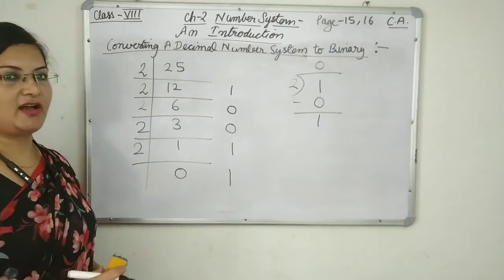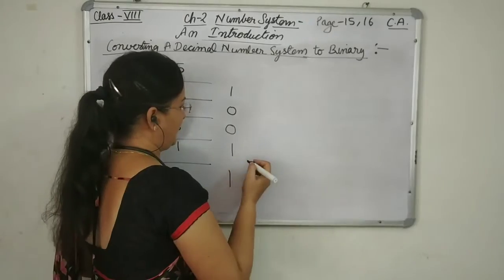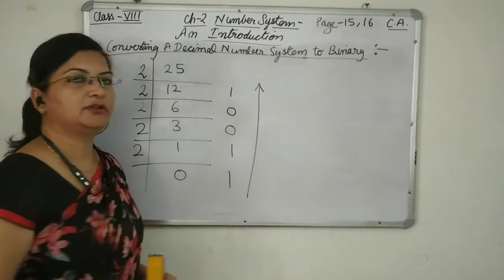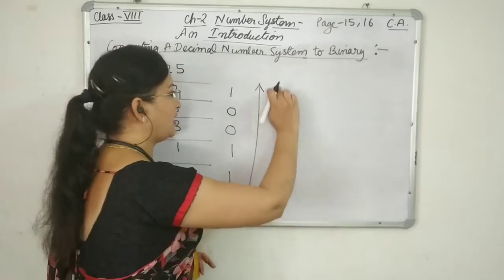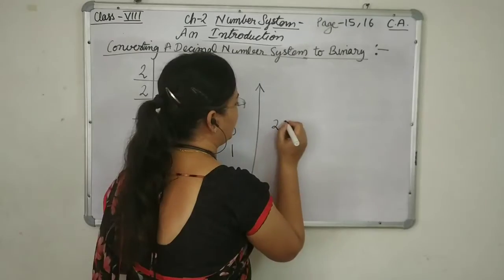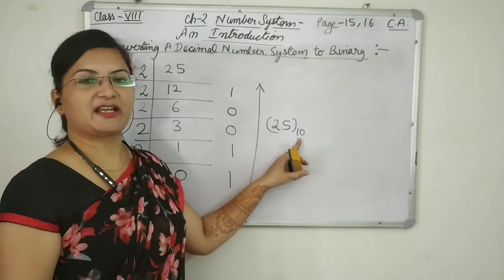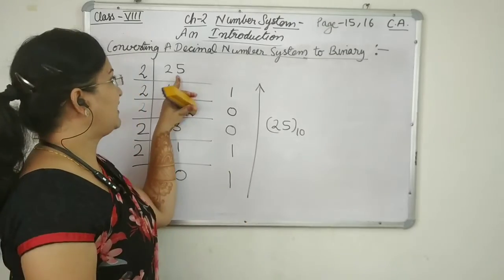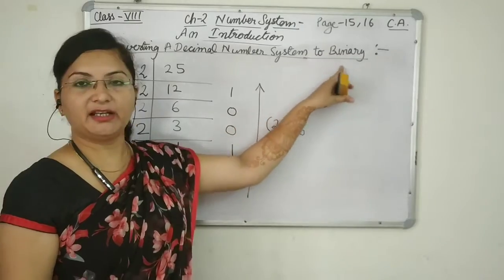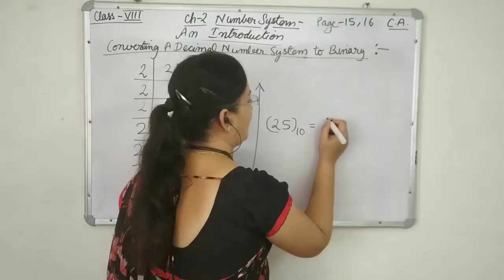Now what is the answer? How to represent the answer? We have to read it bottom up. So this is the answer. How to write it? We are converting 25, which is of base 10. You know very well, base 10 means the decimal number system. 25 is the decimal number that we understand, and we have to convert it into the binary language that the computer understands.